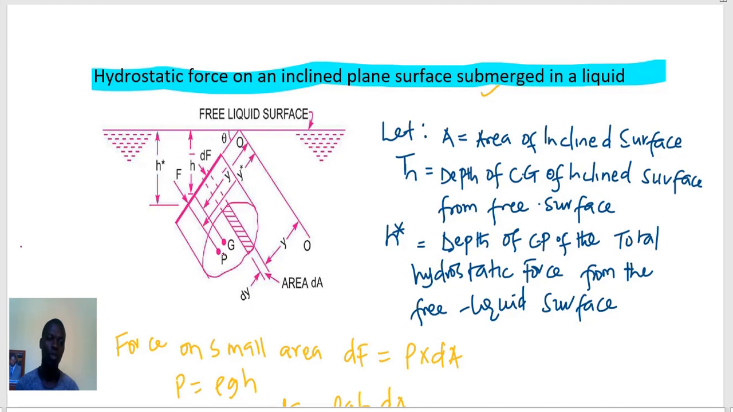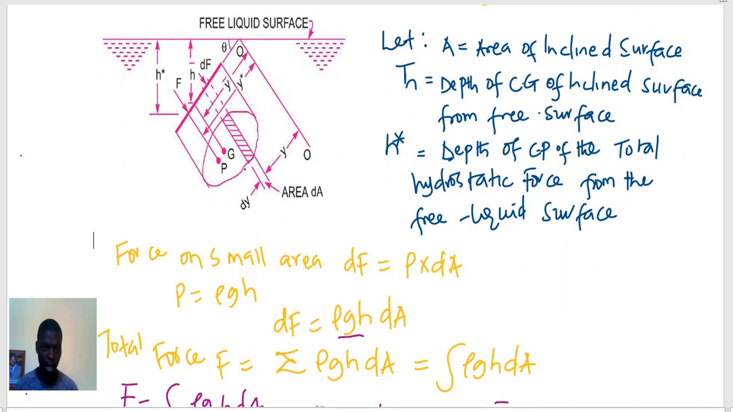The center of pressure due to the fluid acting on it is found by dividing the surface into several strips of area dA with thickness dy, acting at a distance y from a line OO that cuts the free liquid surface. Let the center of gravity G be at y bar from OO, and y star be the distance from OO to the center of pressure.